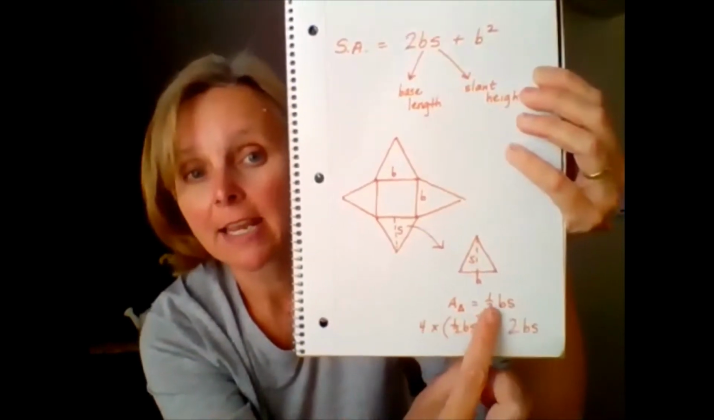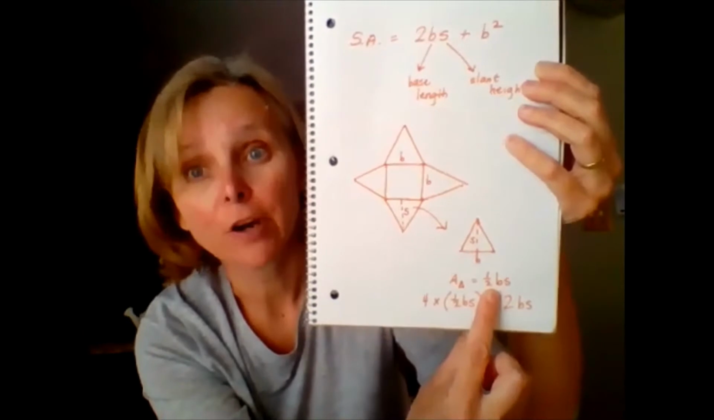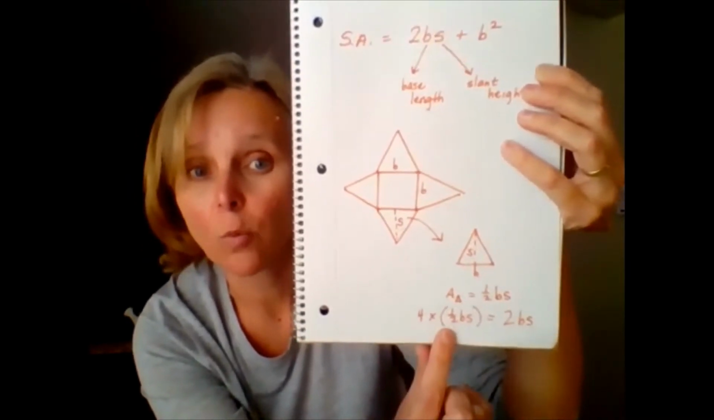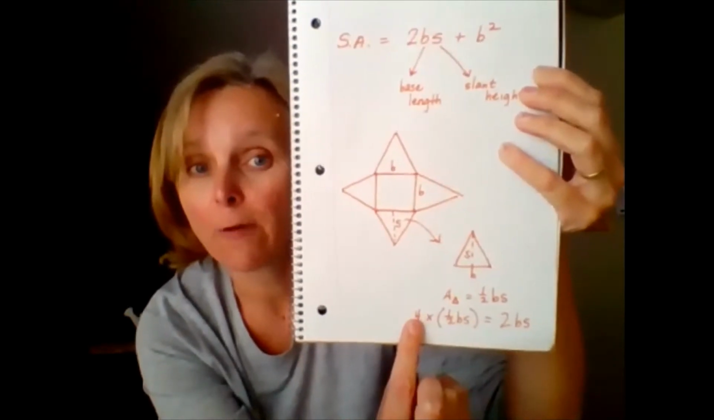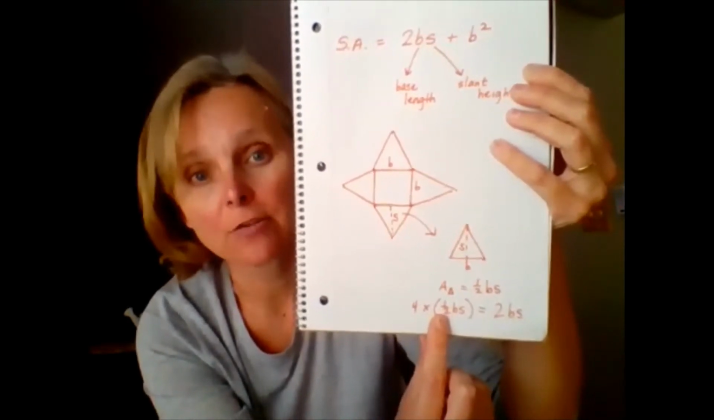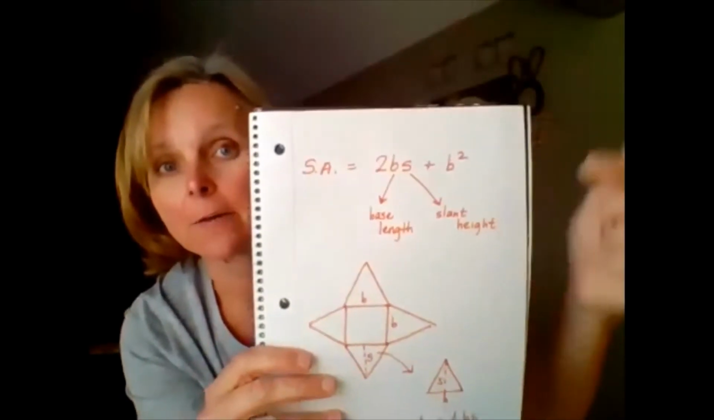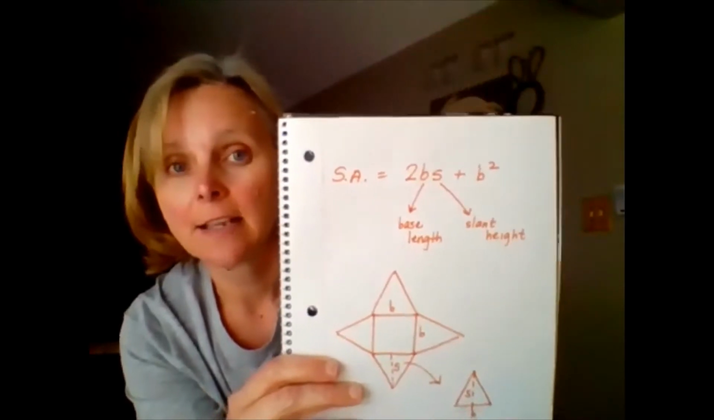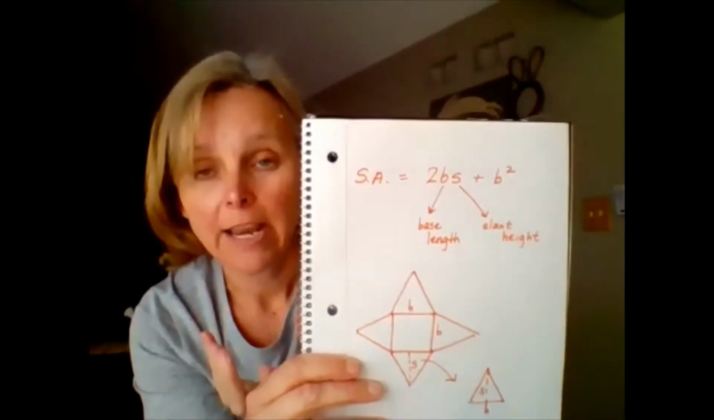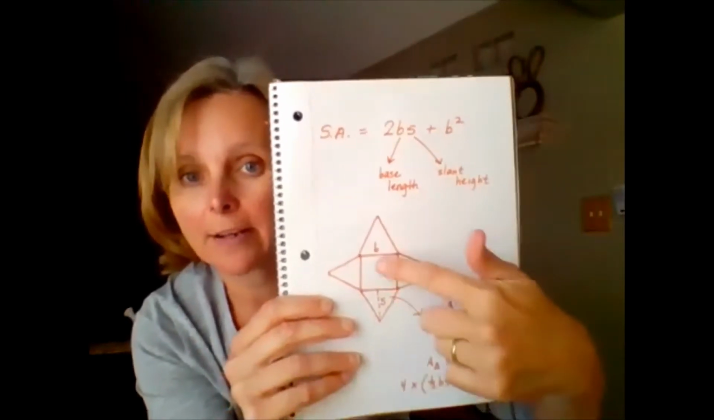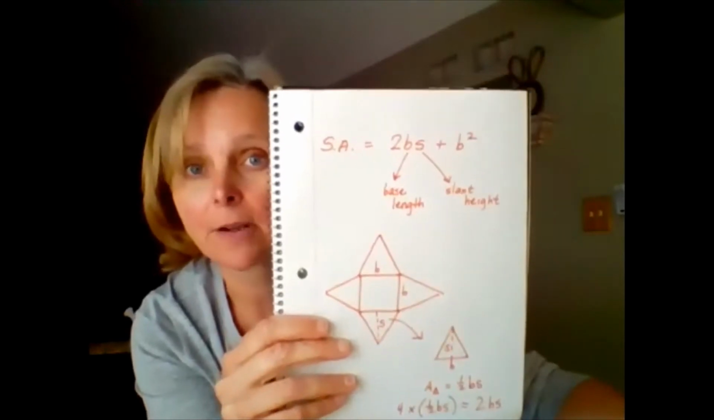So I have to take this formula for area of a triangle and multiply it by 4. 4 times 1/2 bs, well, 4 times 1/2 comes out to be 2. So that's why it's 2bs. So looking back up here, this 2bs is the area of the 4 triangles all together, and then b squared is the area of the square base. Okay, but again, much easier, if you ask me, to use a net.